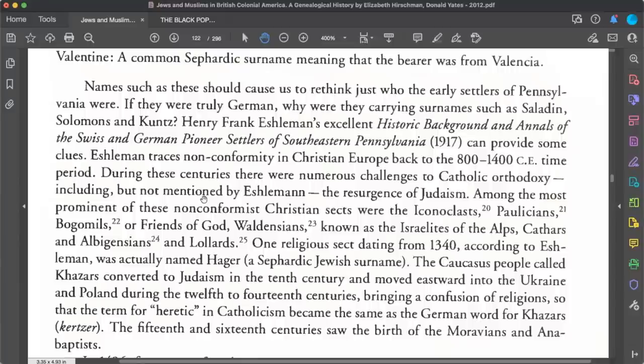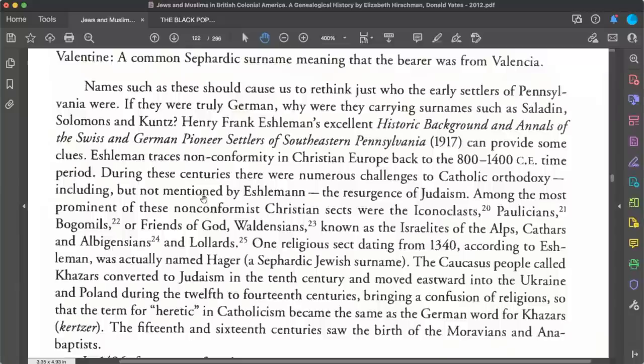Among the most prominent of these nonconformist Christian sects were the Iconoclasts, the Paulicians, Bogomils, or Friends of God, the Waldensians, known as the Israelites of the Alps, the Cathars and Albigensians, and Lollards. One religious sect dating from 1340, according to Elschlemann, was actually named Hagar, a Sephardic Jewish surname. The Caucasus people, called Khazars.